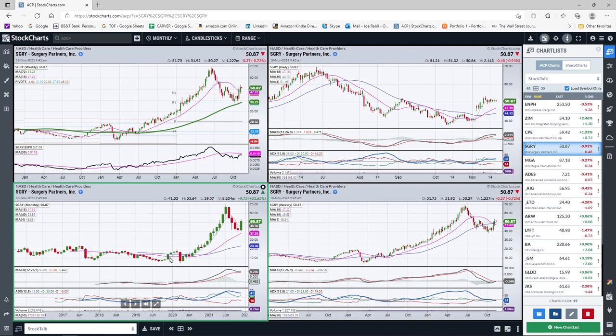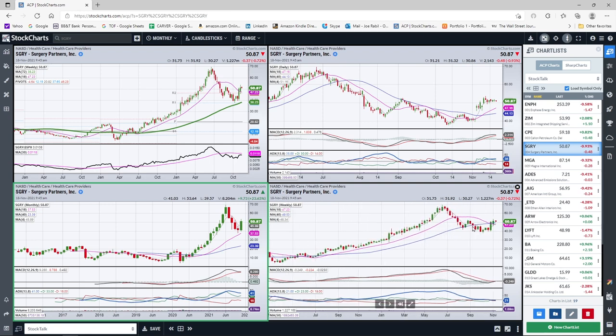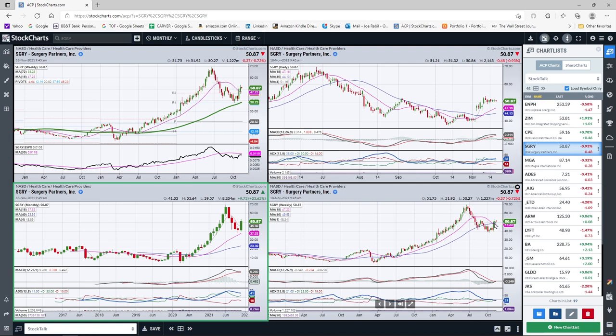SGRY, Surgery Partners. This is more of the classic pattern that I teach and like to look for with two time frames. We got this nice strong move to the upside, and now we've pulled back and found support in the area of the 18-month line. Notice how strong both the MACD and the ADX are on the monthly. Then we go to the weekly. Now, the 18 has crossed down below the 40. So I consider this an opposing trend pattern, where the trend on the longer time frame is to the upside. And we've worked off the overbought condition because the trend on this time frame is going in the opposite direction.